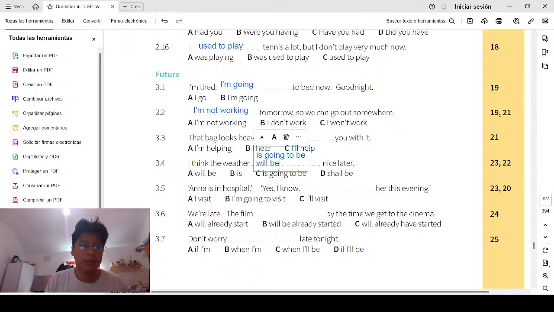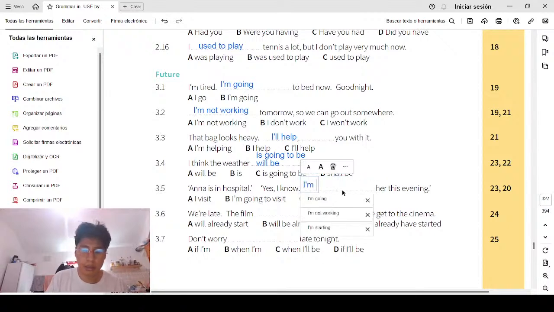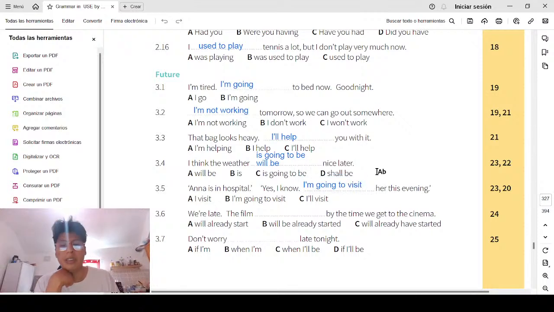Okay. Next one. 3.5. Anna is in hospital. Yes, I know. I visit her this evening. Oh yes, I know. I'm going to visit her this evening. Oh yes, I know. I'll visit her this evening. The correct answer is I'm going to visit. Why is it I'm going to visit and not I'll visit? Because he's asking, Anna is in hospital. Yes, I know. I'm going to visit her this evening.